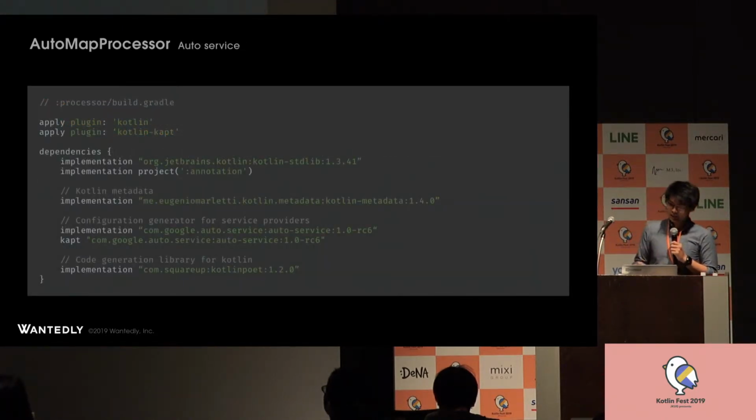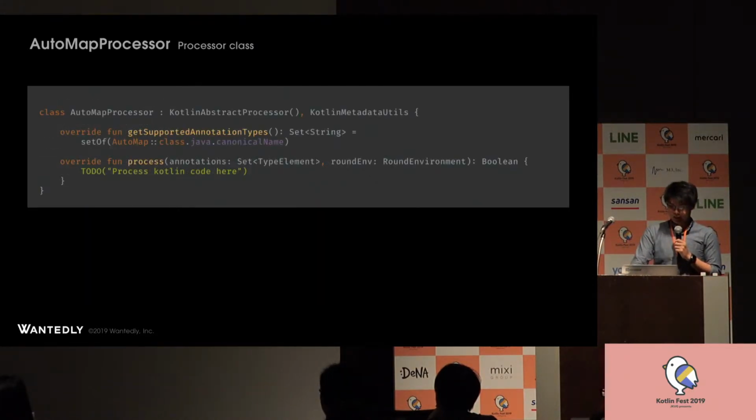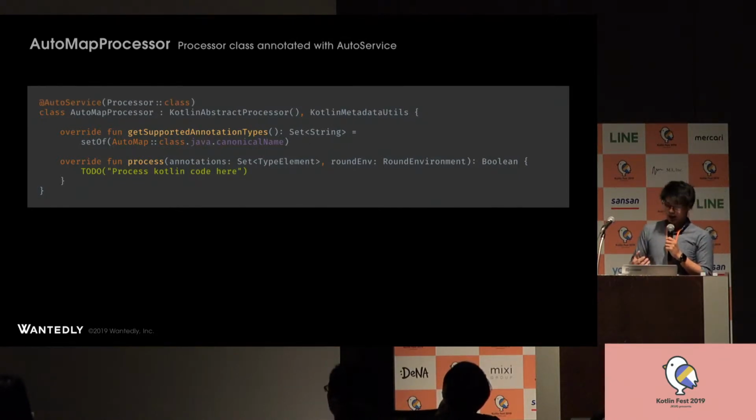The next important step is to register our processor into the compilation flow. To do that, we are going to use another library called AutoService. Of course, we can register this manually, but that can be quite hard to maintain. And to use this library, we are going to add implementation and KAPT dependency to the AutoService artifact. And then annotate our processor class with AutoService and the processor class as the argument.